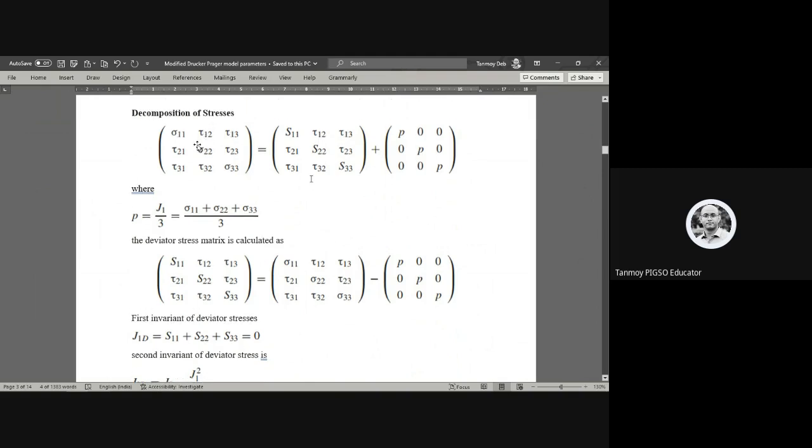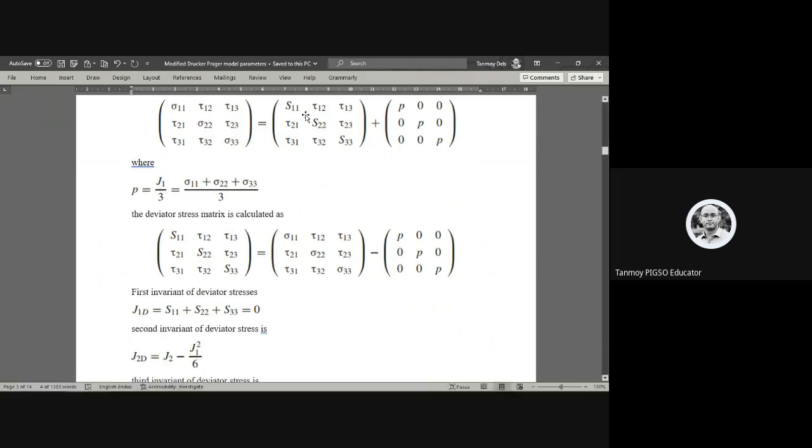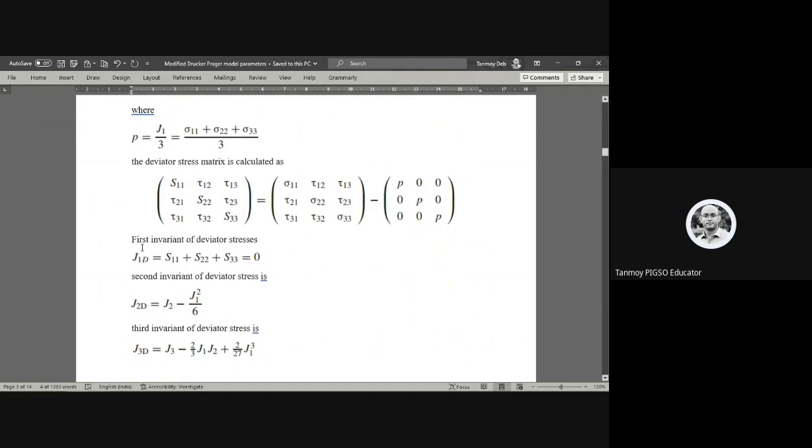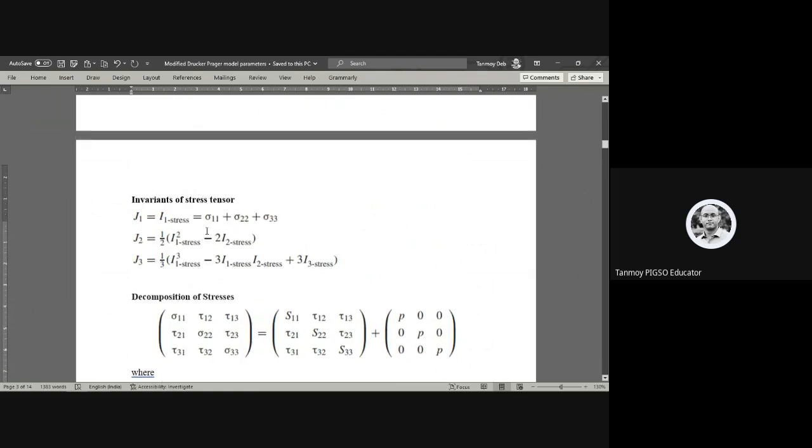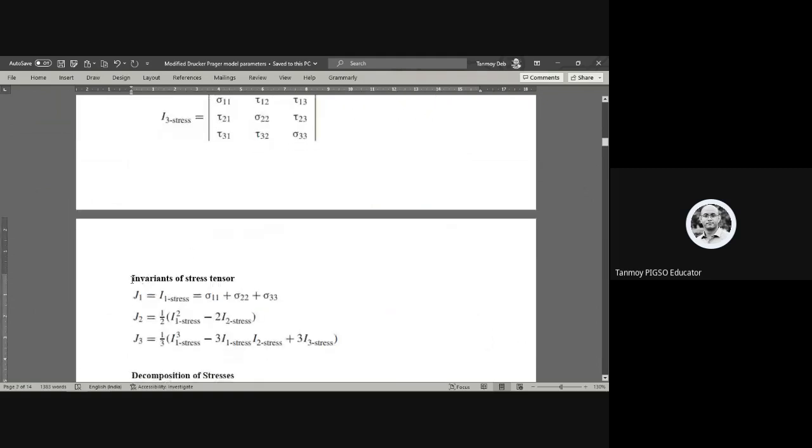So this is the deviatoric stress plus this is the hydrostatic stress. If you add these two, this is the total stress at any point. Now, what we do is we bring the deviatoric stress to the left and we bring this to the right, and the form that we are going to get is this. So here, this is the first invariant of deviatoric stress. This was the invariant of the stress tensor.